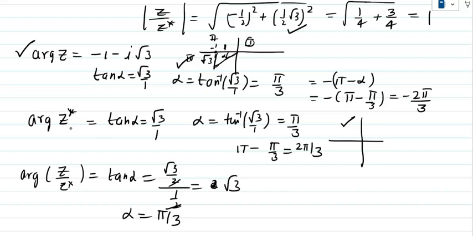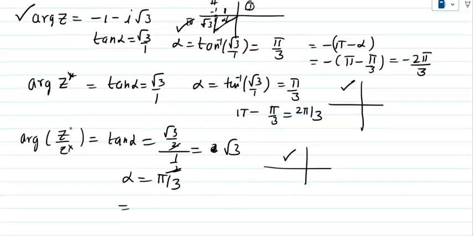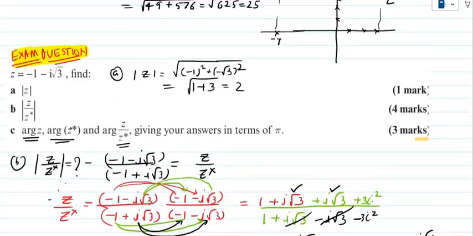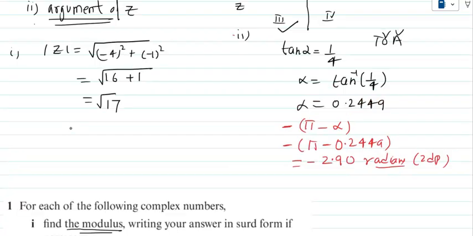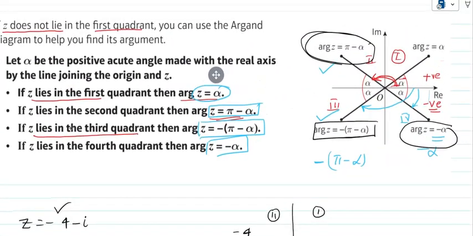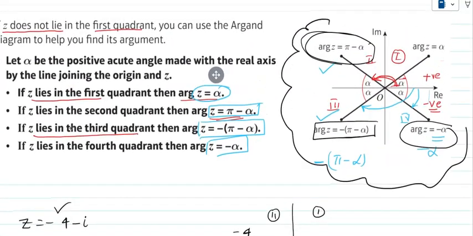Now it is in the second quadrant, so the argument will be pi minus alpha, isn't it? Pi minus alpha, where alpha is pi over 3. If you simplify, it should be 2 pi over 3. Is that okay? So remember, when you are finding the argument of z, we are going to use these rules. And this is going to be very, very important for you.